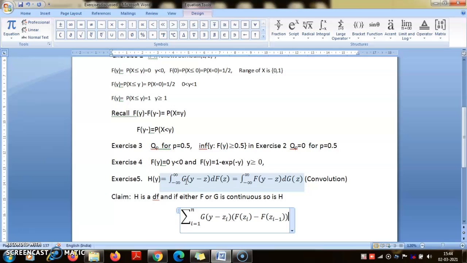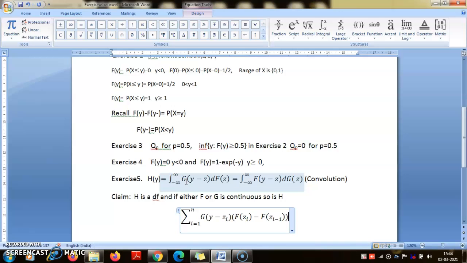since g is between 0 and 1, this integral will also be between 0 and 1. If you put 0, then it is 0, and if you put 1, then it is f of infinity minus f of minus infinity, which is 1. So this integral is bounded between 0 and 1. So therefore you have got monotonic.